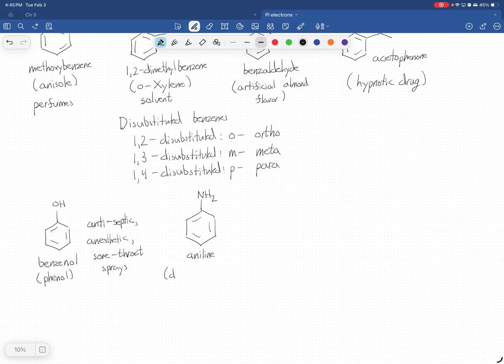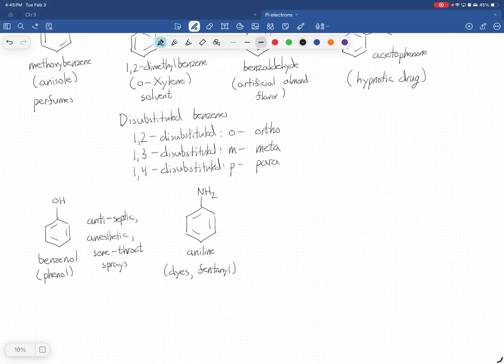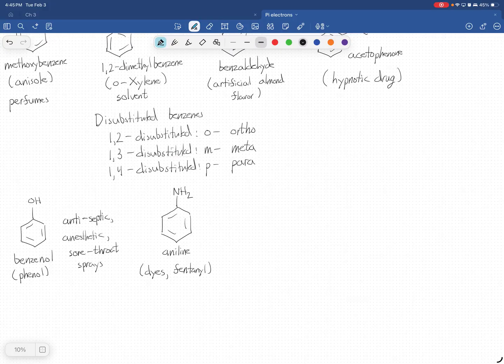What aniline is used for, I guess I should mention this, dyes, and on a more serious note, fentanyl, or carfentanil. You can make it from aniline, actually. So that's like one of the starting materials. All right, but anyway, lastly, let's talk about the acid version of the benzene.